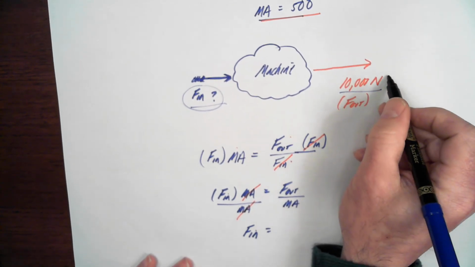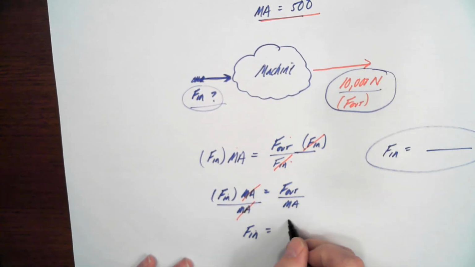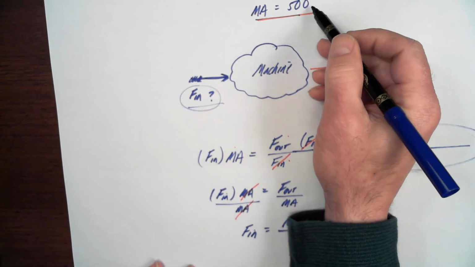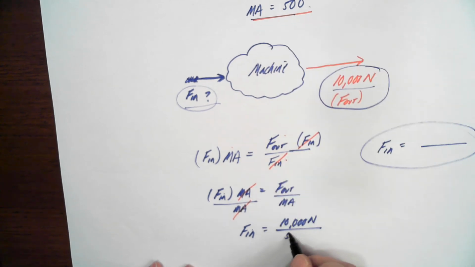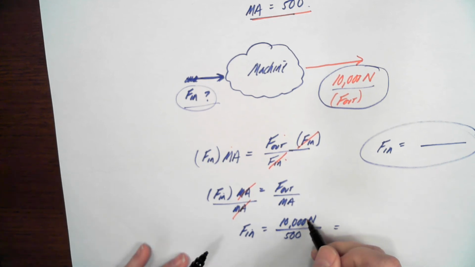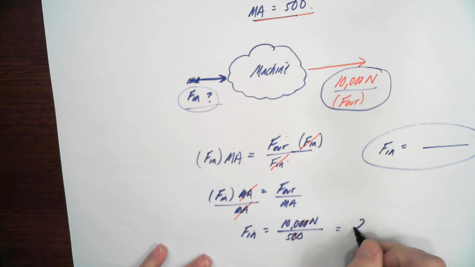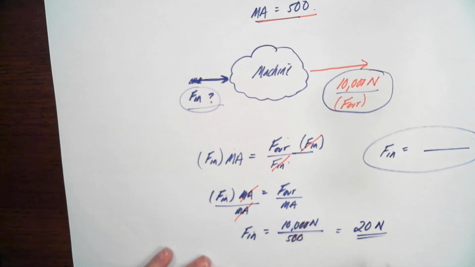And what is my output force? Here's my output force, is 10,000 newtons. And I'm going to divide that by the mechanical advantage, which is 500. And I don't want to use a calculator, so I'm going to do this. Okay, 0 to 0, 0 cancels. Okay, so what's 100 divided by 5? 20 newtons, which is pretty impressive.